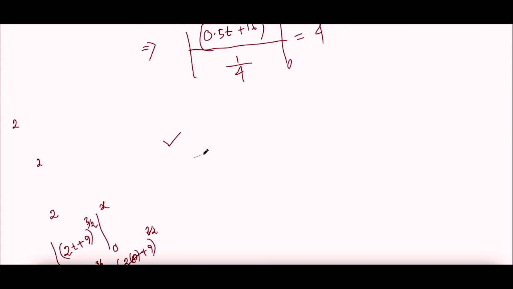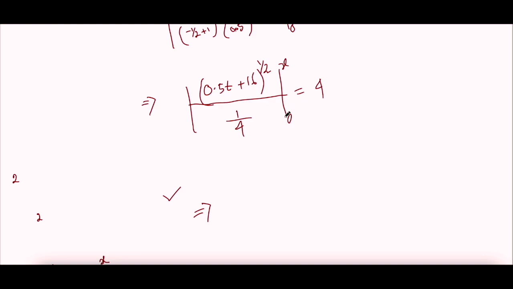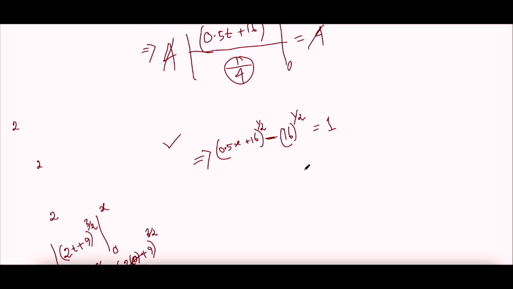So now you see, if you cross multiply 1 by 4 and 4, on the right side you have 1, right? 1 by 4 into 4, if you cross multiply, it will be 1. Or take the 1 by 4 up to become 4, cancel the 4 and 4, then you have 1 here. Now if you put the upper limit as before, what will it be? 0.5x plus 16 whole to the power 1 by 2, minus 16 to the power half. That makes sense. Does anyone have any question here?